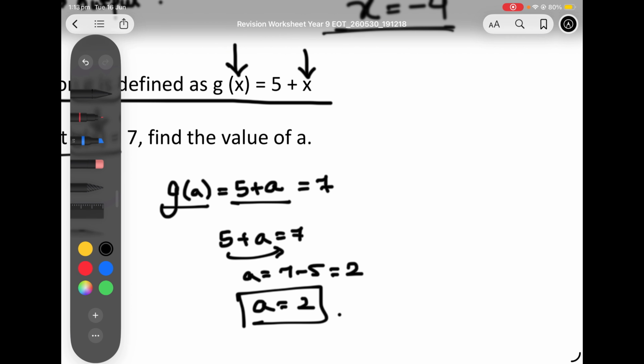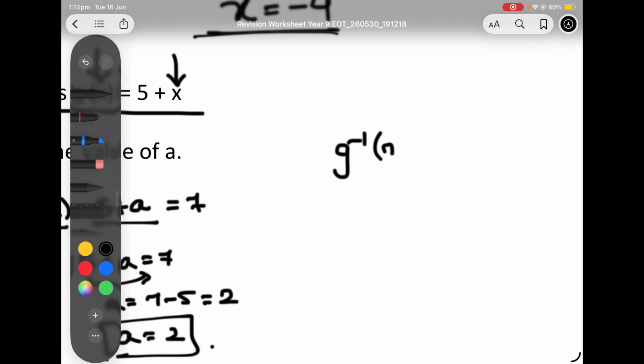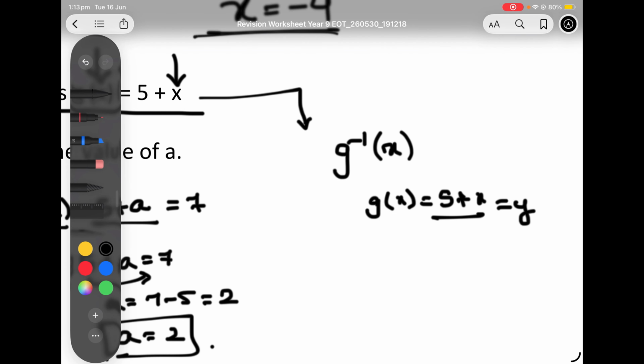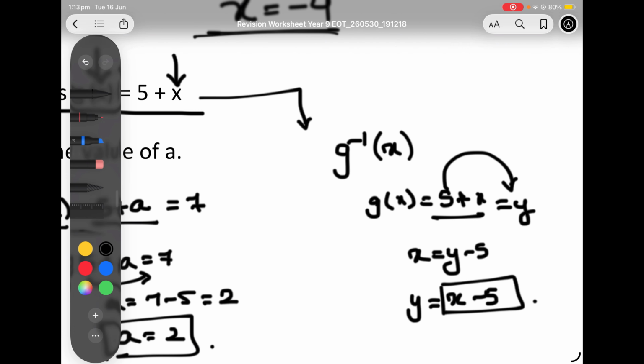Another question: if they ask for g inverse of x, you have to do it for this question itself. Then what is the inverse function that I've told you? First you take g of x, which is 5 plus x, and equate it to y. Three steps actually. Equate this to y first, then make x the subject, sending it towards the other side: x is equal to y minus 5. Then change x and y, so y is equal to x minus 5. This last part would be the inverse.